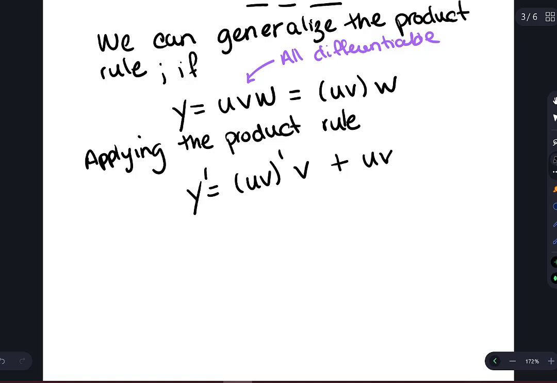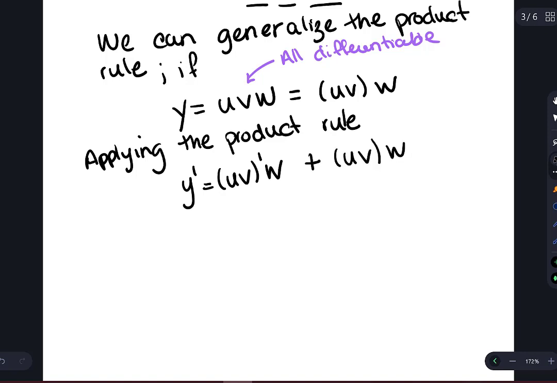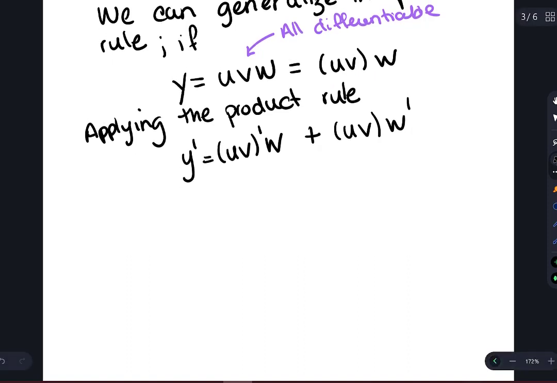Sorry, let me restart that. Y prime is going to be equal to u times v prime times w plus u times v times w prime. And so that's just application of the product rule if we consider the product of u and v to be one term. And that's exactly what we did on that previous example. And then we can apply the product rule a second time.